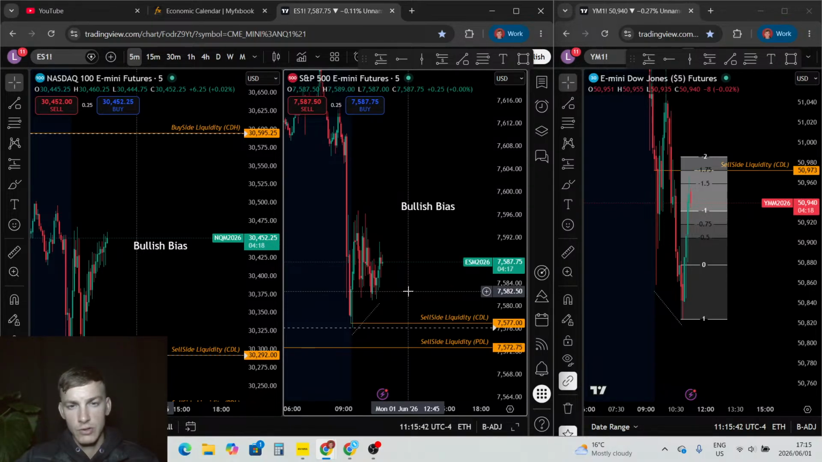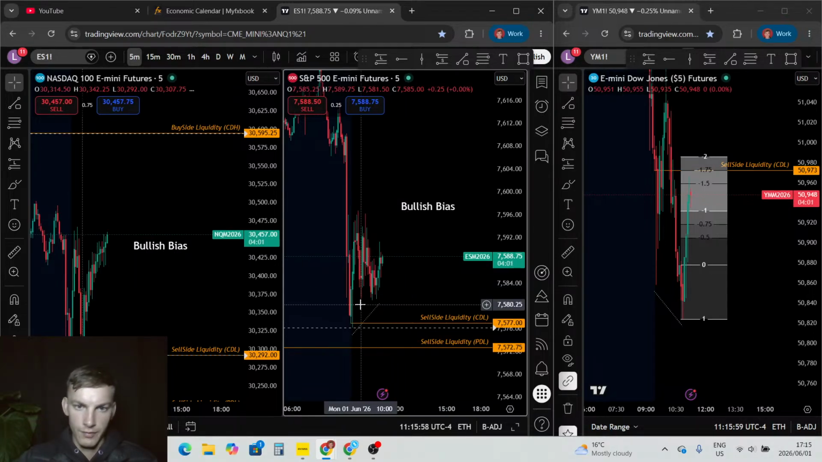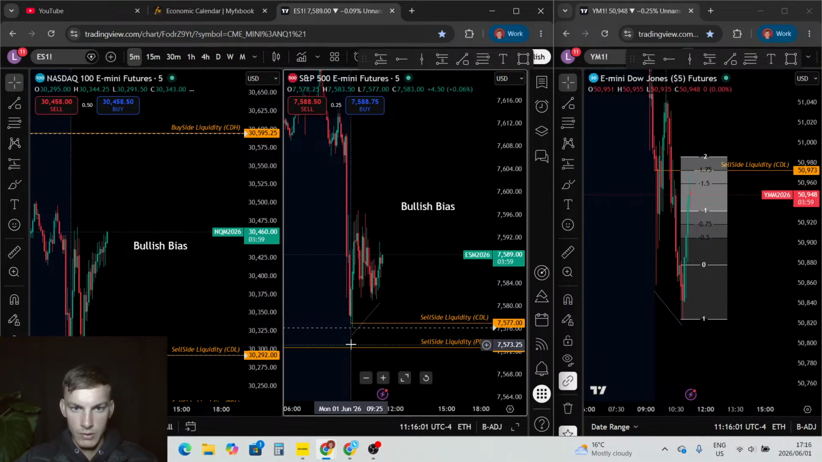If it gives us a chance to go in the S&P 500, I am a little bit more nervous about the S&P because it hasn't taken that specific sell side, that minor sell side in the form of this swing low as well as this swing low.